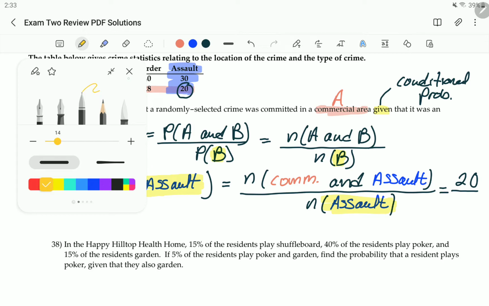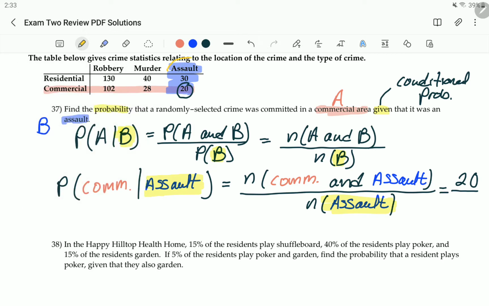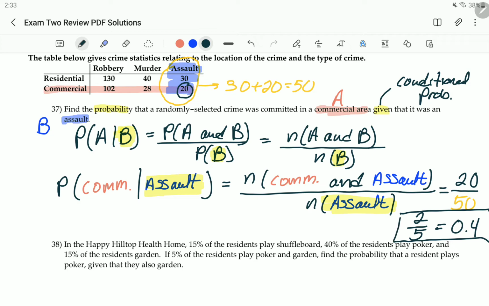Let's put that in orange. For the total number of assaults, that is the entire assault column. So that's 30 plus 20. 30 plus 20 is 50. So my denominator will be 50. This 20 over 50 can be reduced to 2/5, which is also equal to 0.4. So one of these two is the correct answer. And that is it to number 37. Once again, when you see the word given, that means conditional probability.